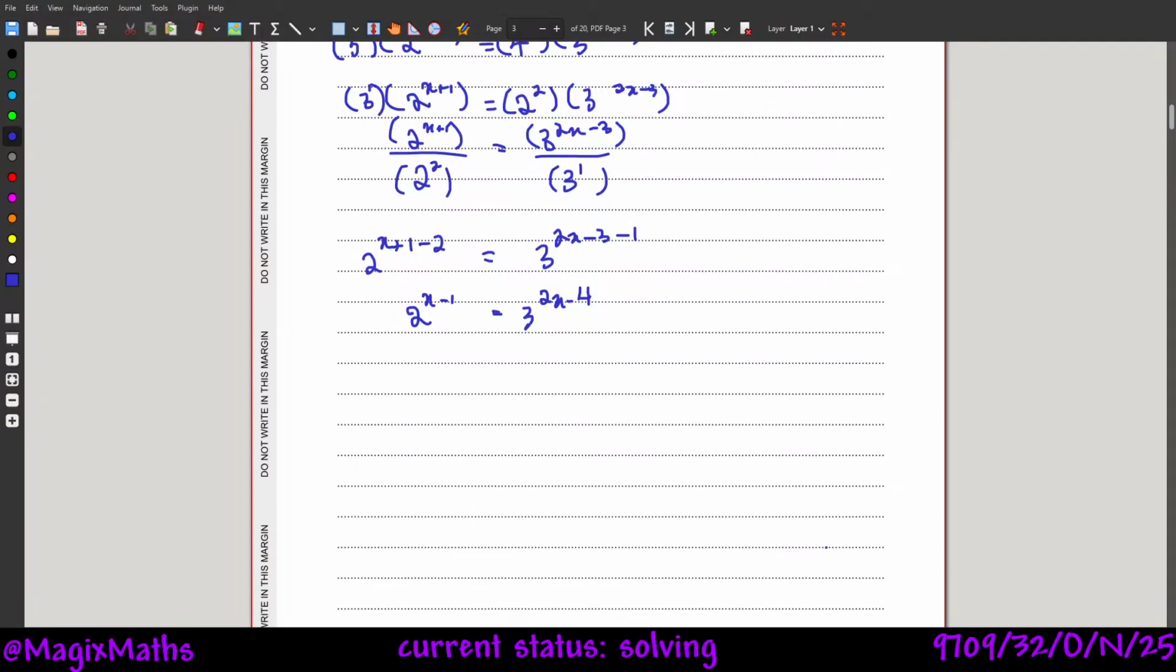So what else can we do now? Let's try to put ln or any logarithm on both these numbers. So let's put ln on both of them. Then using the logarithm rules, we can put the power to the front. So we'll have x minus 1 ln 2 equals 2x minus 4 ln 3.